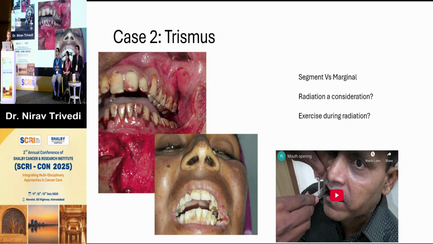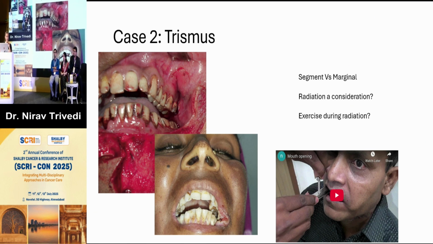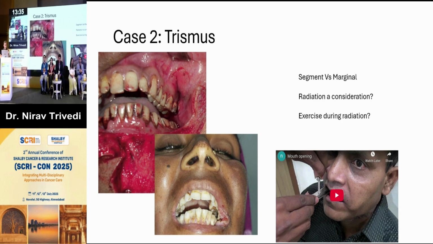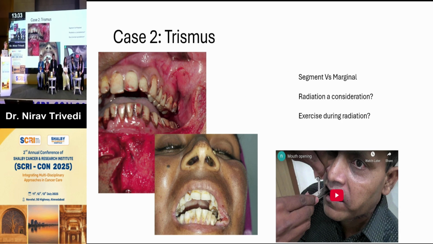So again, if you know this entire sequence and you have seen many patients who cannot open their mouth at all after radiotherapy, you should keep in mind that sometimes it may be better to do segmental instead of marginal. So both options should be open in your mind. Now, Dipali, what sort of protocol would you give to patients specific to trismus post-surgery?